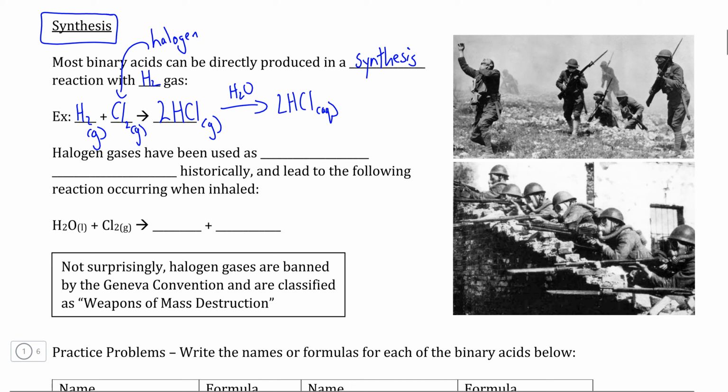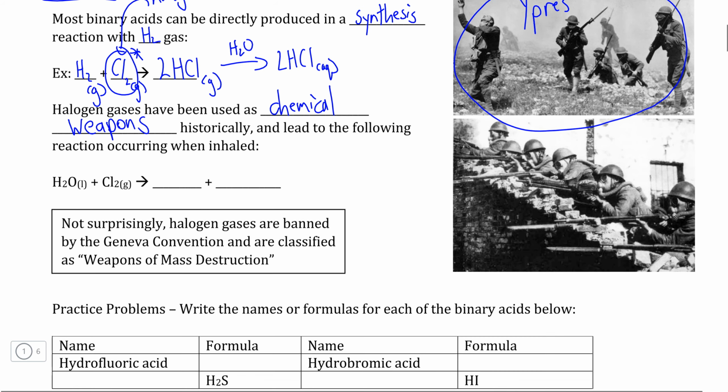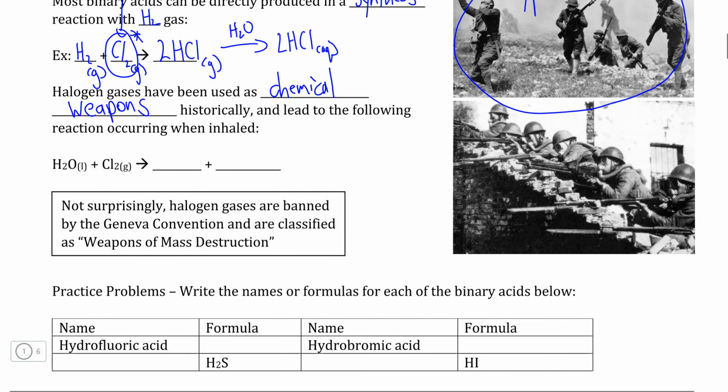However, there is a much more disturbing history involving chlorine gas specifically, because halogen gases, especially chlorine gas, have historically been used as chemical weapons, the first documented instance of which was here in World War I. Anyone who has studied World War I history knows that the Battle of Ypres, one of the major battles in Belgium during the First World War, was the first documented instance of chlorine gas being deployed on the battlefield, where it actually undergoes this reaction here.